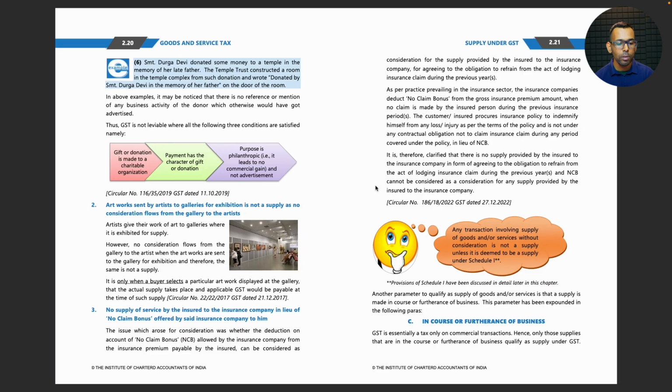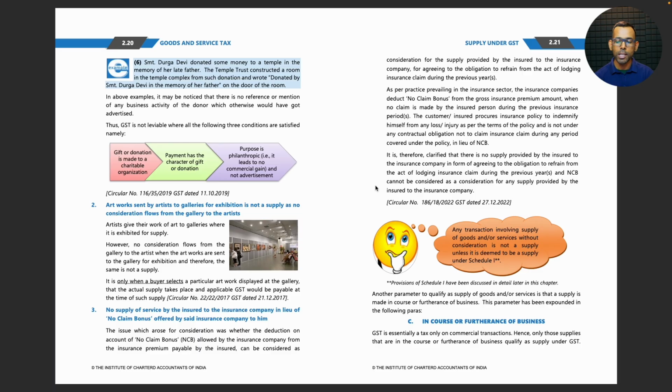Okay. Artworks sent by artists to galleries for exhibition is not a supply, as no consideration flows from the gallery to the artists. Artists give their work of art to galleries where it is exhibited for supply. However, no consideration flows from the gallery to the artist when the artworks are sent to the gallery for exhibition, and therefore the same is not a supply. It is only when a buyer selects a particular artwork displayed at the gallery that the actual supply takes place, and applicable GST would be payable at the time of such supply.